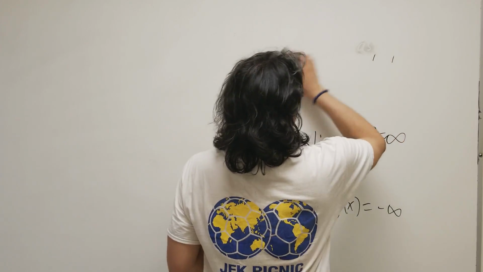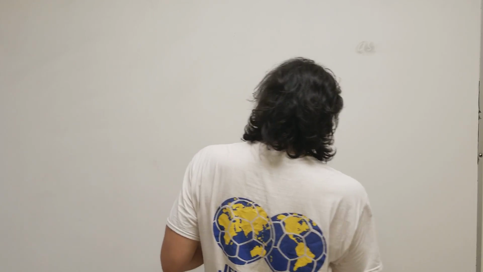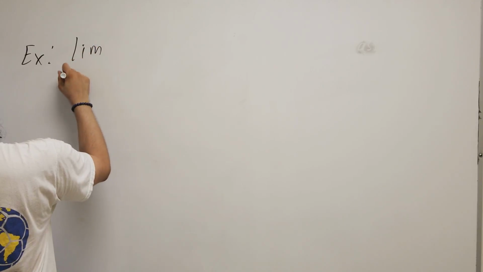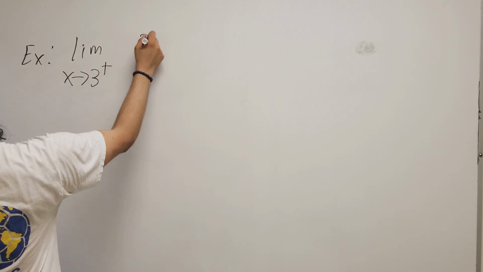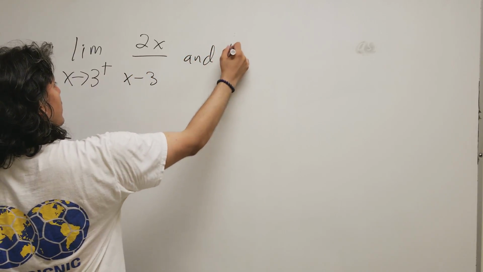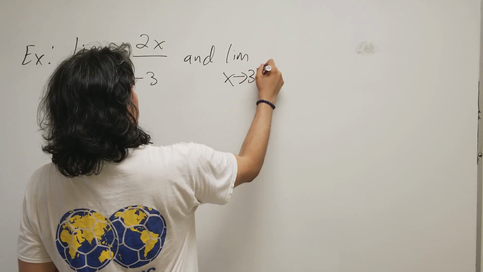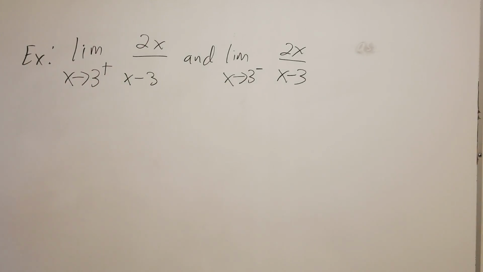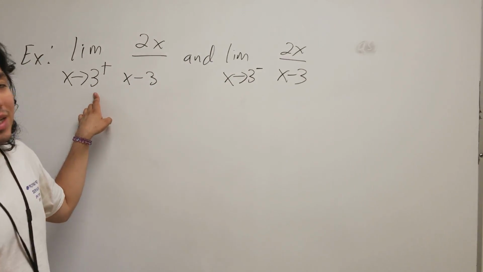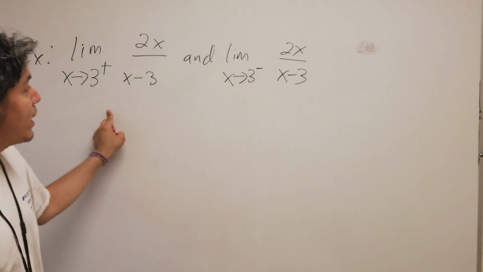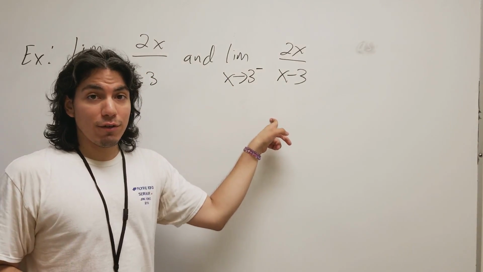Okay, so what's our example? If we take the limit as x approaches 3 from the right of 2x over x minus 3, and we also find the limit as x approaches 3 from the left of 2x over x minus 3. By default, if we plug in 3, we already know we're going to get an undefined situation. That's why we're taking the limits from the right and from the left of our function.